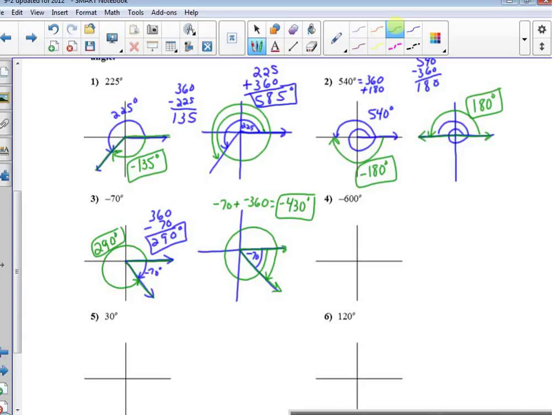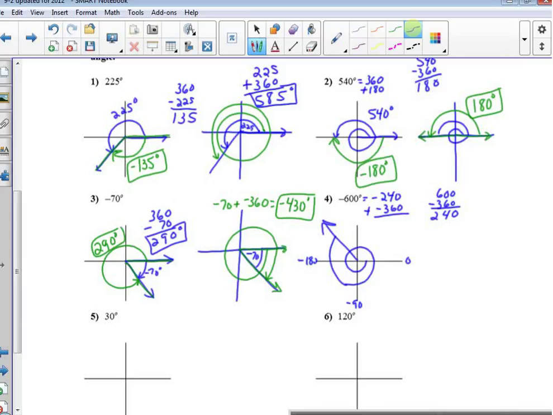All right, negative 600. For negative 600, I'm going to find out what that's made up of. So I'm going to take 600 minus 360, and I get 240. So negative 600 is made up of negative 240 plus negative 360. So I have to draw that. I have to go negative 360. And then this is negative, so that's 0. That's negative 90. That's negative 180. So negative 240 would place me right there.